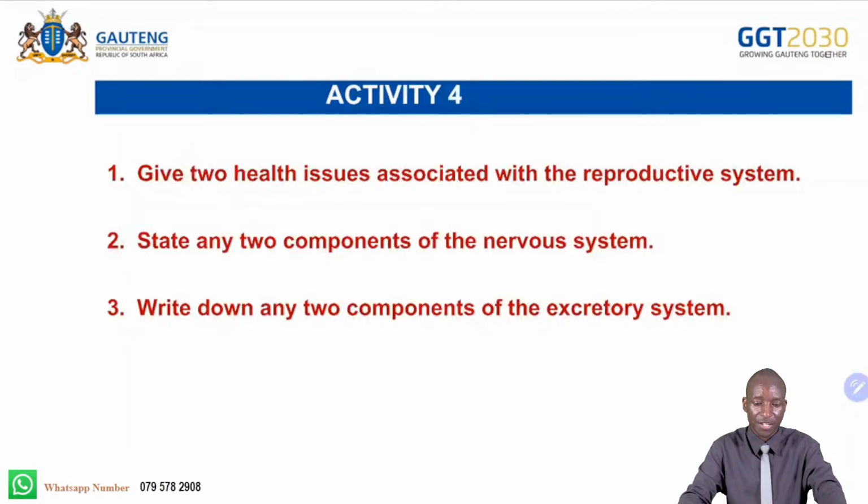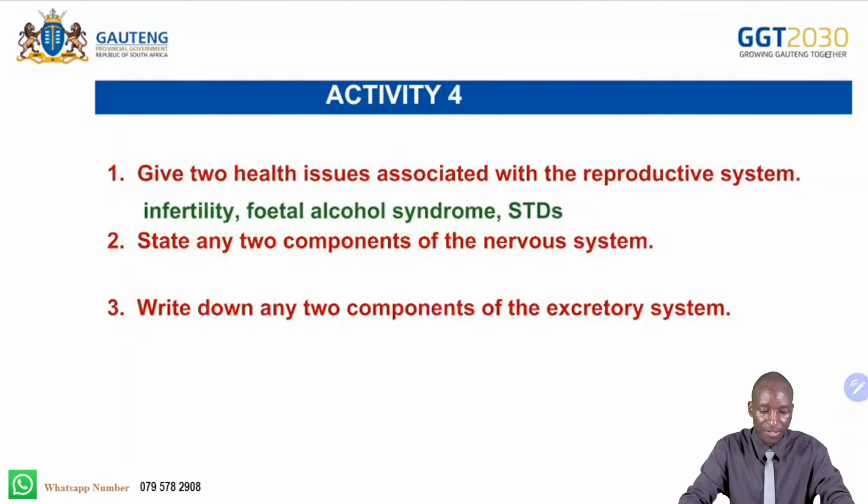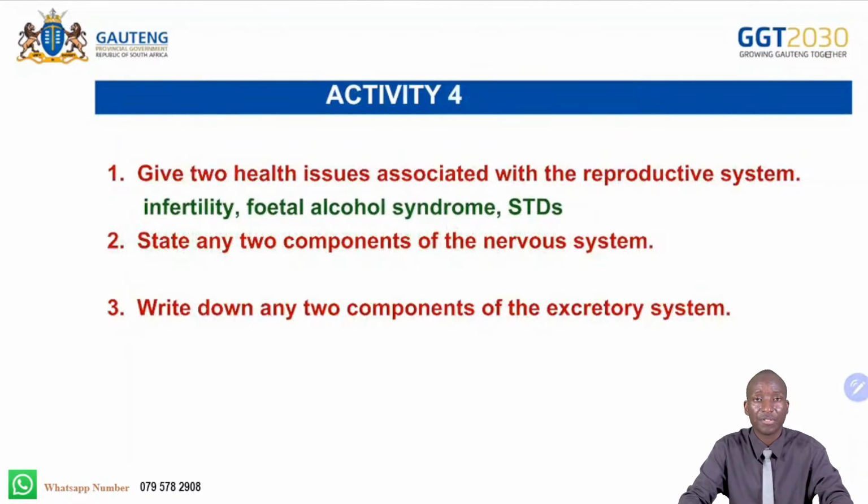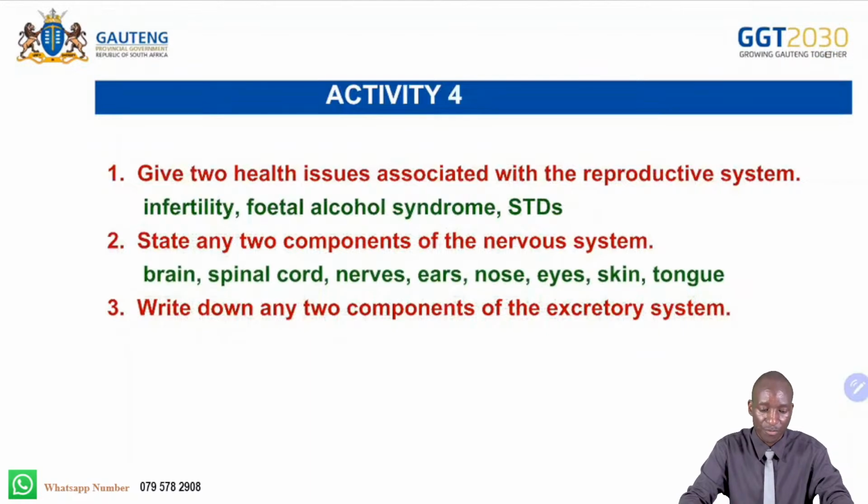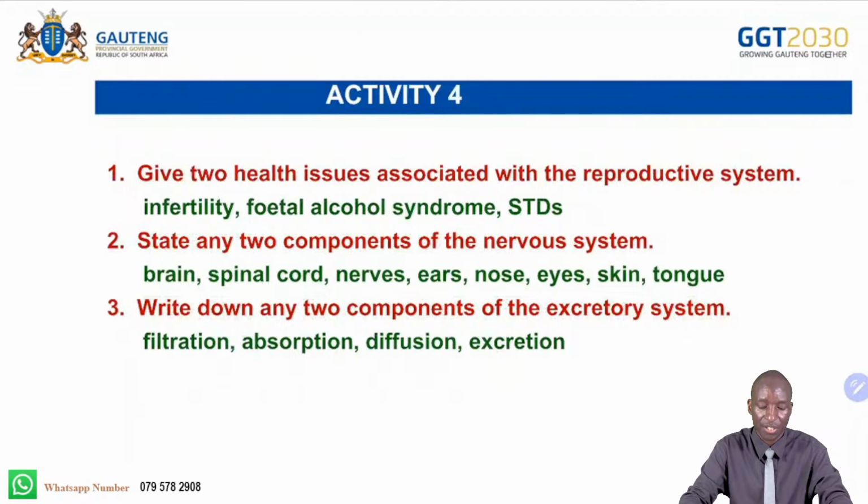Right, welcome back. Let's look at the corrections for each of those questions. Number 1, give 2 health issues associated with the reproductive system. These include infertility, fetal alcohol syndrome, and STDs. Number 2, state any two components of the nervous system. Just pick any two from those shown: the brain, spinal cord, nerves, ears, nose, eyes, skin, and the tongue. Number 3, write down any two components of the excretory system: filtration, absorption, diffusion, and excretion. Just pick any two from those shown.